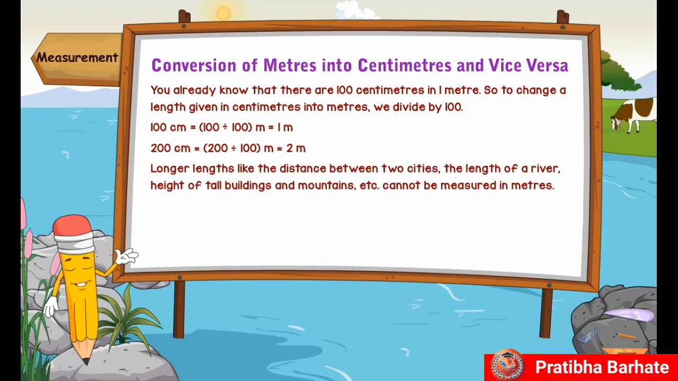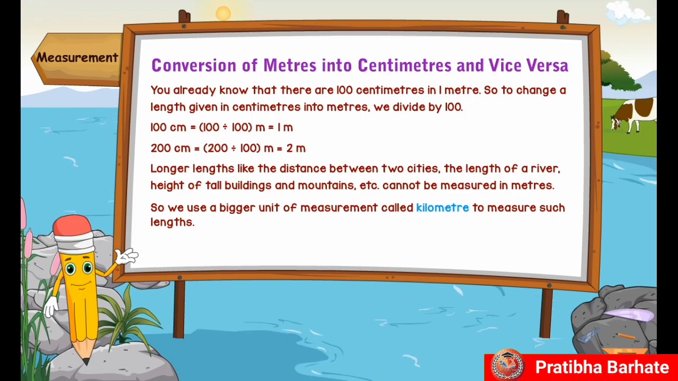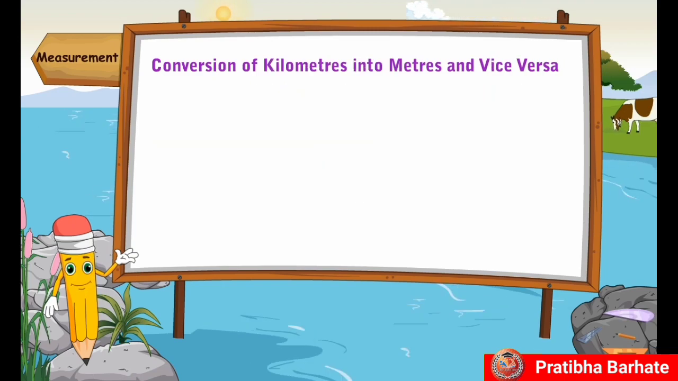Longer lengths like the distance between two cities, the length of a river, the height of tall buildings and mountains, etc., cannot be measured in meters. So, we use a bigger unit of measurement called kilometer to measure such lengths. Conversion of kilometer into meter and vice versa.